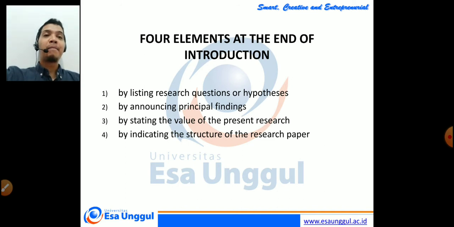We need to consider four important elements at the end of the introduction. First, we need to list the research question or hypothesis. Number two, we need to announce principal findings. Three, we need to state the value of the present research. Number four, we need to indicate the structure of the research paper.